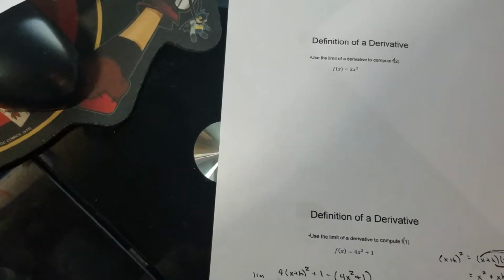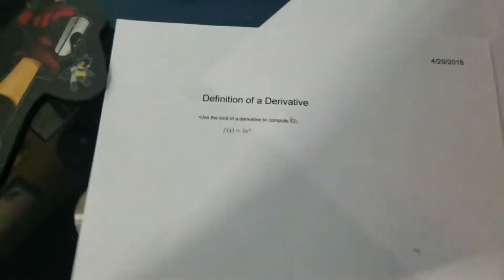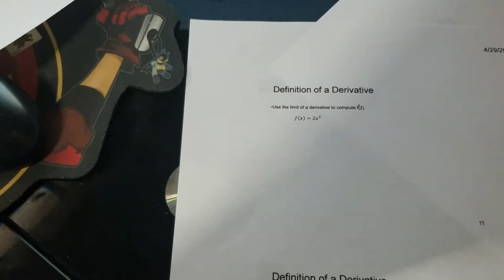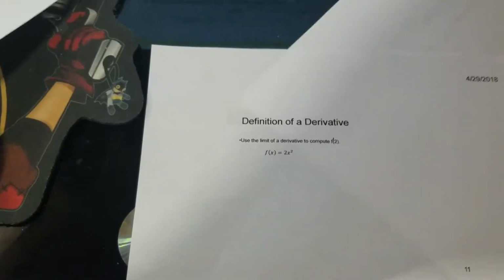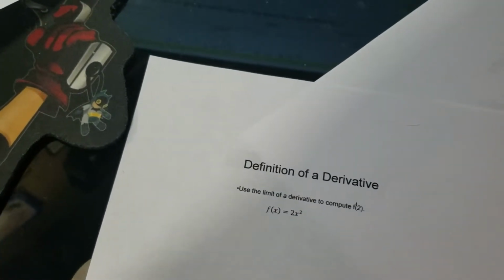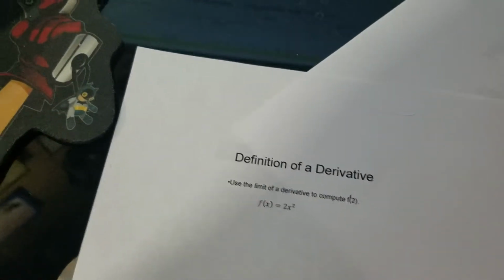Okay, so what I'm going to do here. Oops. Am I missing a page? I'm missing a page. Yes, I am. What did I do with it? Oh, it's right here. The definition of a derivative is as follows.